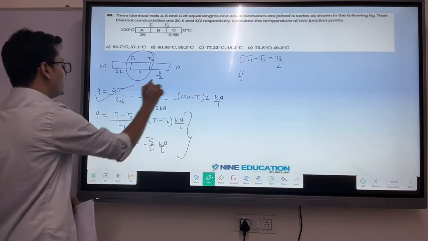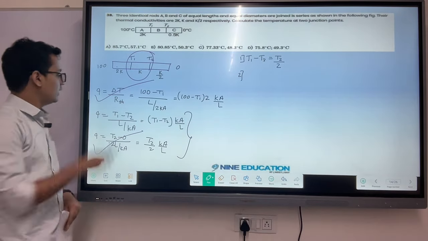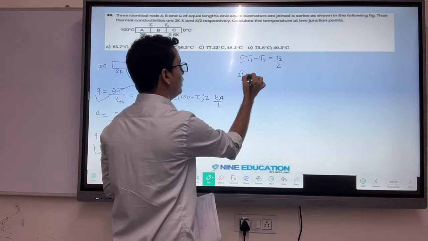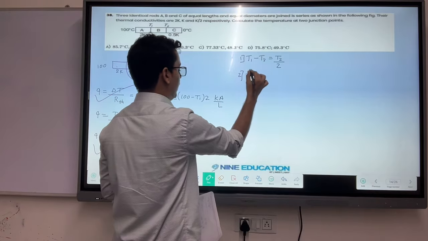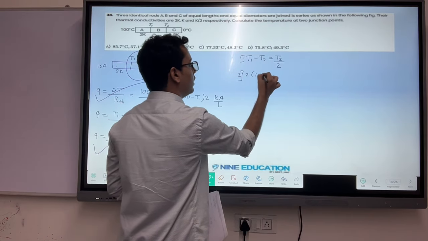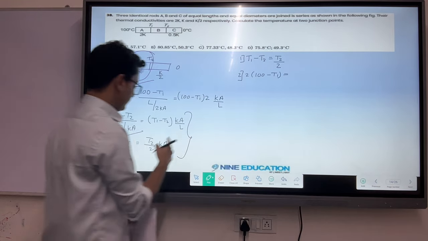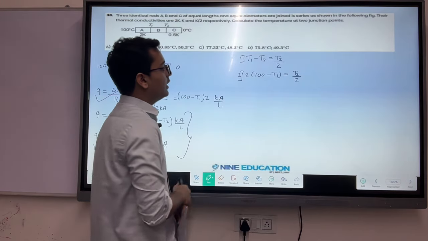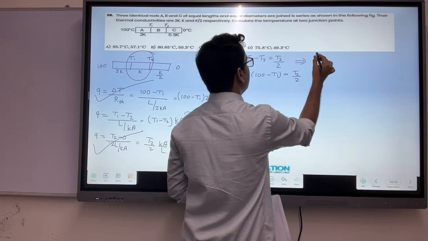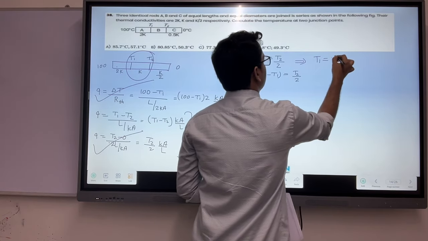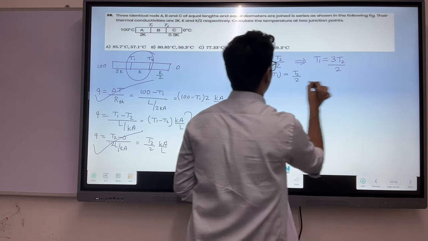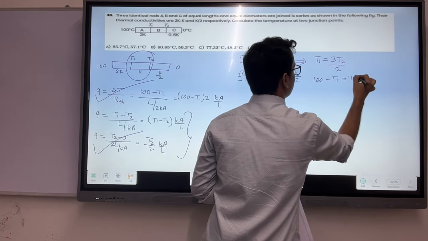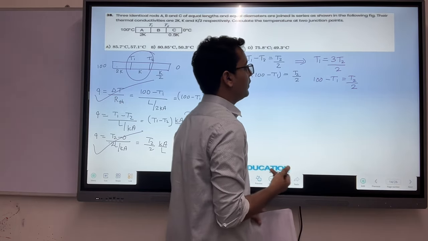The second equation I will get by equating this and this. Heat flow through all three rods is same. So this is going to be again K by L. I am not going to write K by L. So it is basically 2 into (100 minus T1) equal to, what is this, T2 by 2. Okay, clear? So if I simplify this, I am going to get T1 equal to 3 T2 by 2, and from here I am going to get 100 minus T1 is equal to T2 by 2, right.